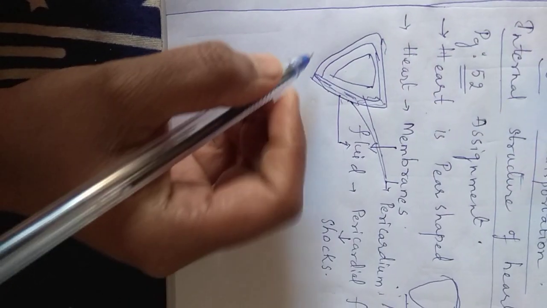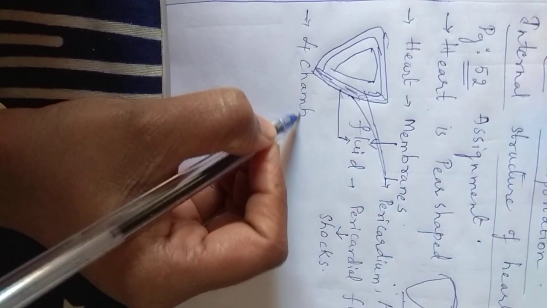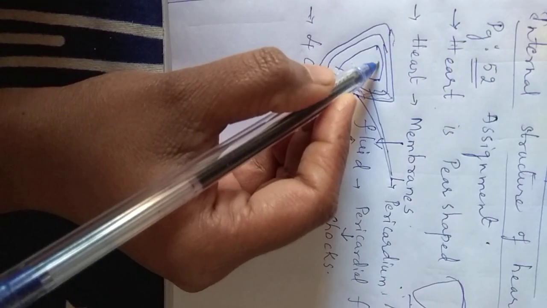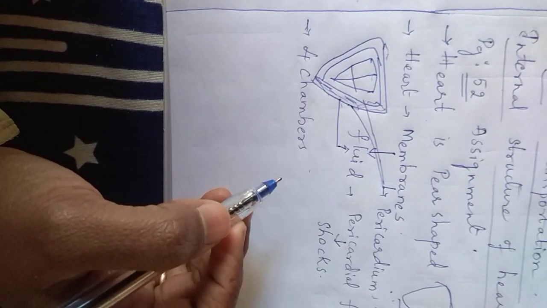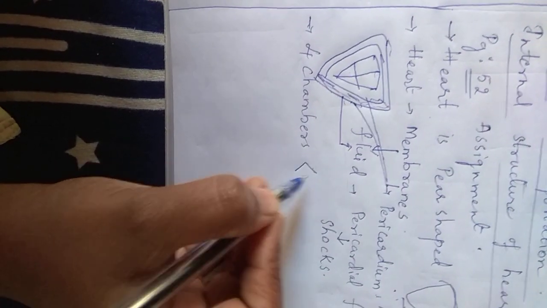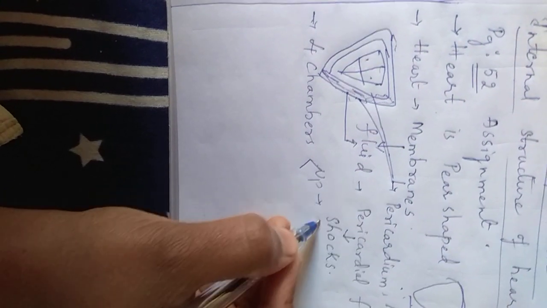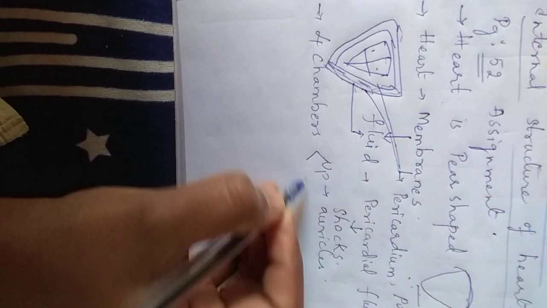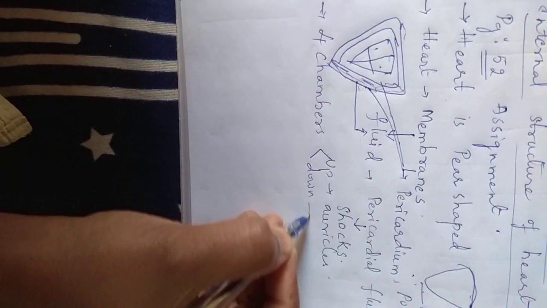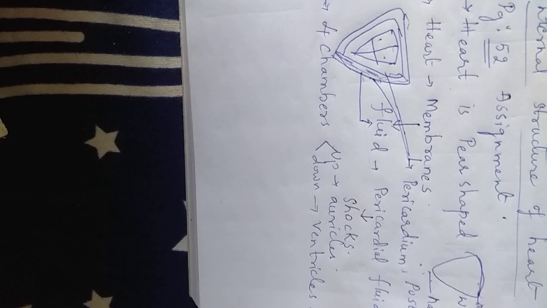Next, heart is divided into 4 chambers. How many chambers? 4 chambers. For example, if this is a heart, like this, it is divided into 4 chambers. Upper 2 chambers, upside रहने वाले ये दोनों are called auricles, and downside are called ventricles. Upper 2 are auricles, lower 2 are ventricles.